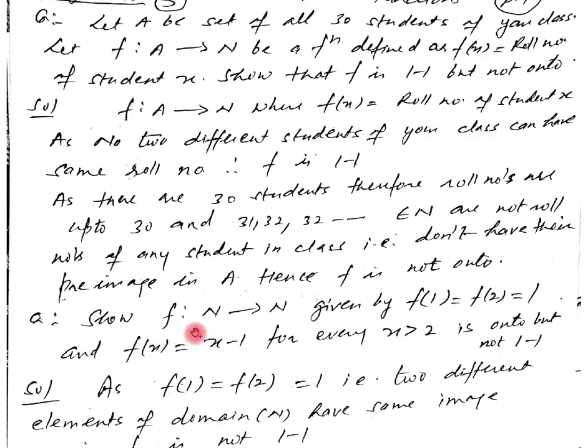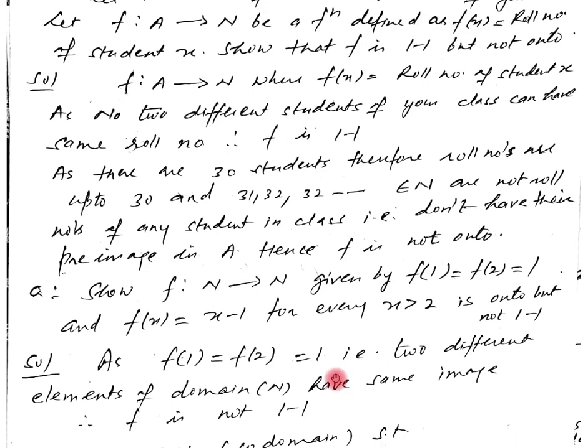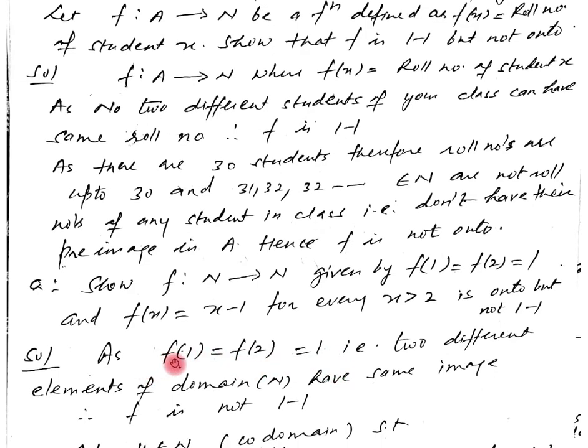And let us see another question. Show that the function from N to N given by f(1) equal to f(2) equal to 1, it means the image of 1 and the image of 2 is equal to 1, and f(x) equal to x minus 1 for every x greater than 2, is onto but not one-one. We have to show that the function is onto but it is not one-one. Now here as f(1) equal to f(2) equal to 1, it means two different elements from the domain have the same image. So the function is not one-one.